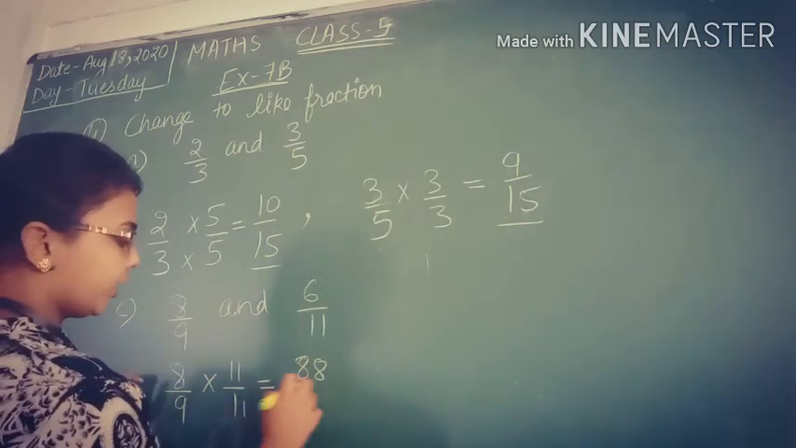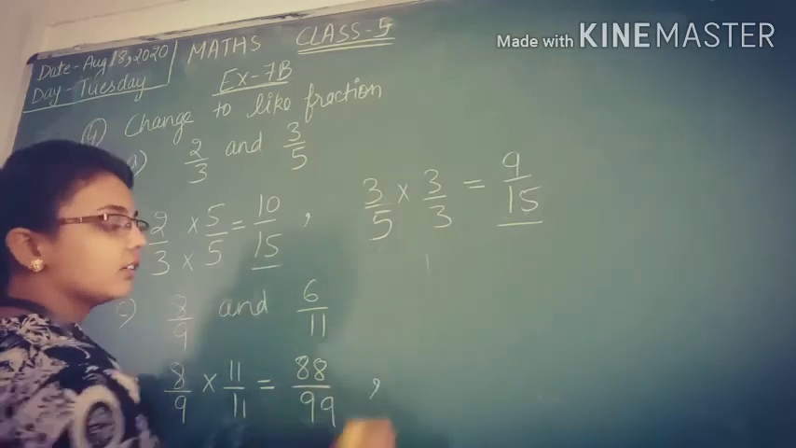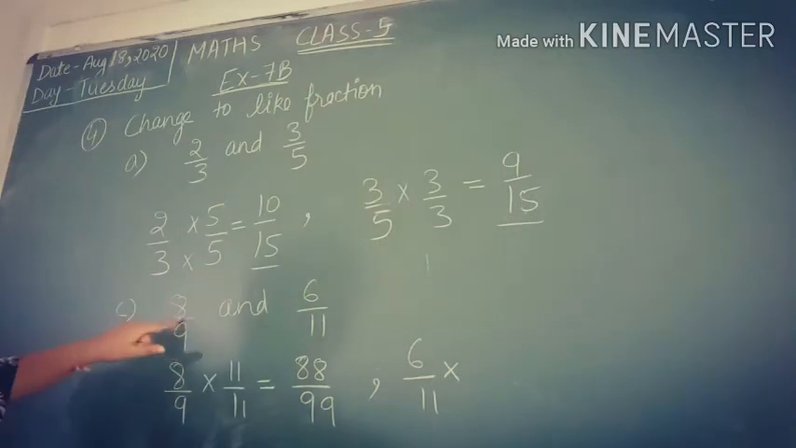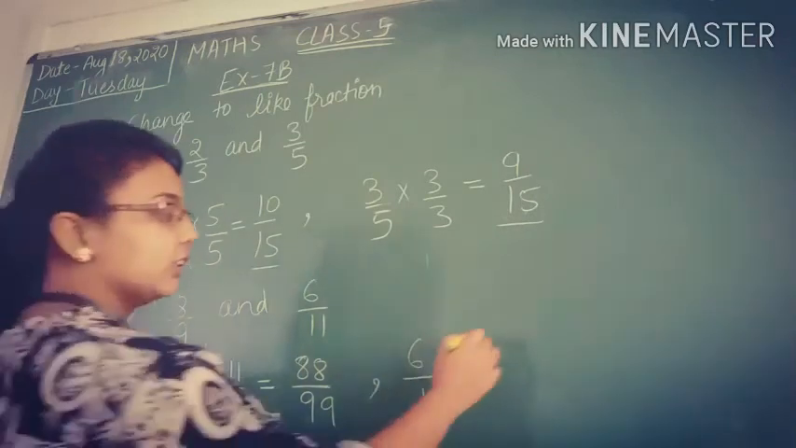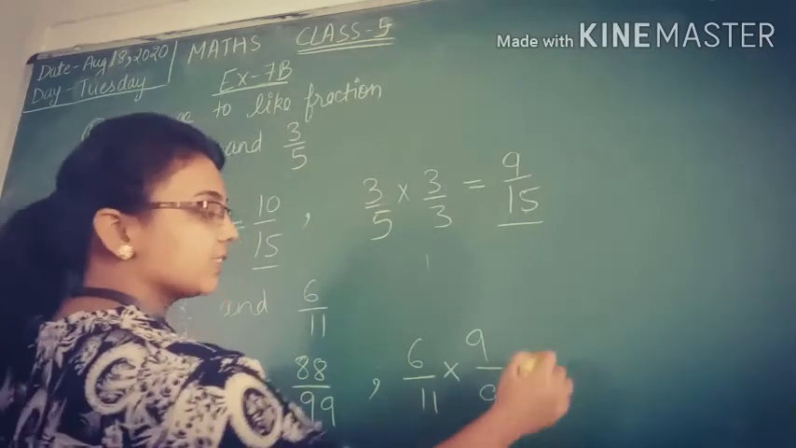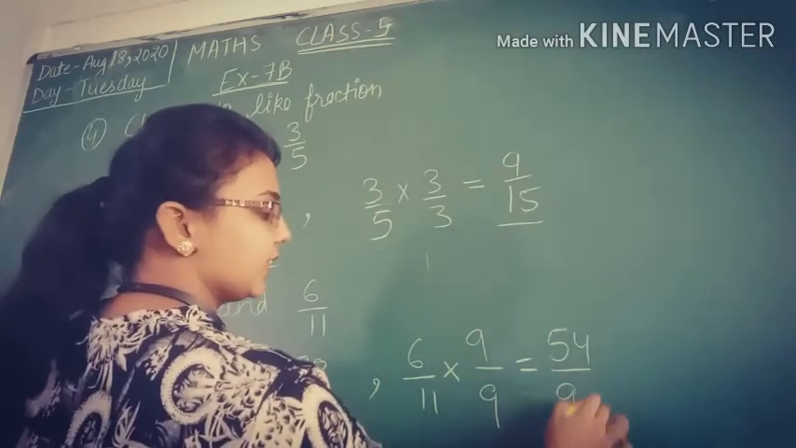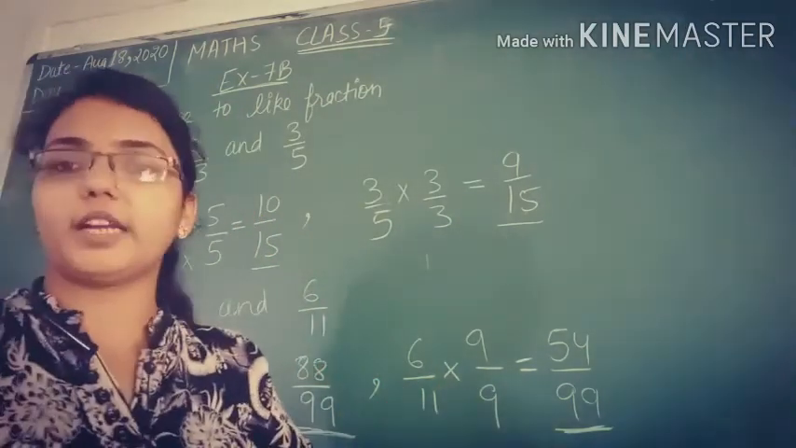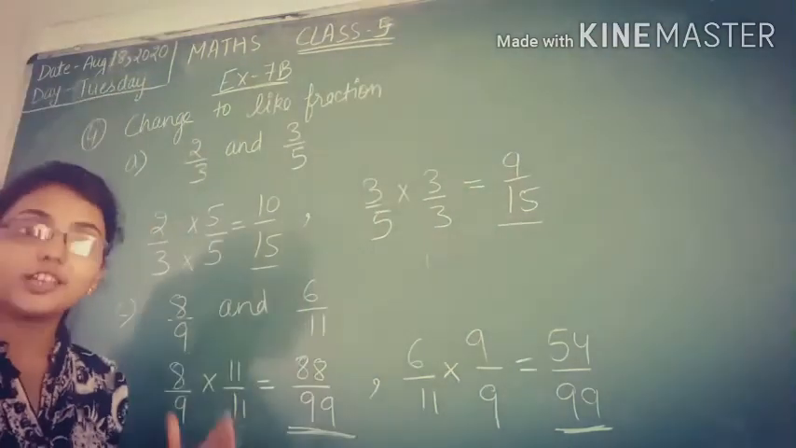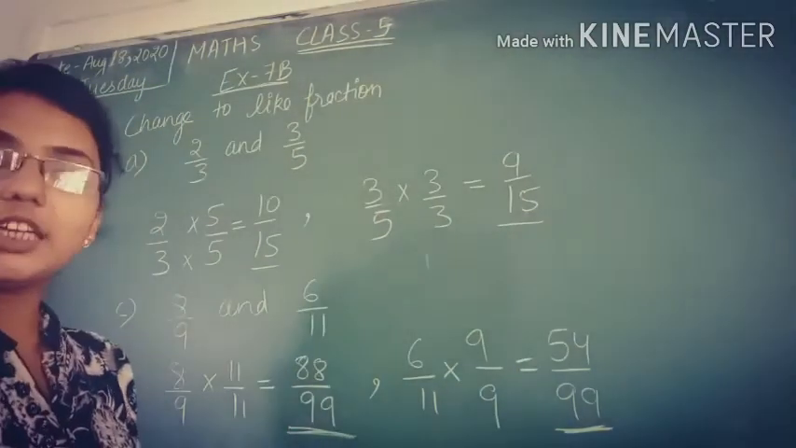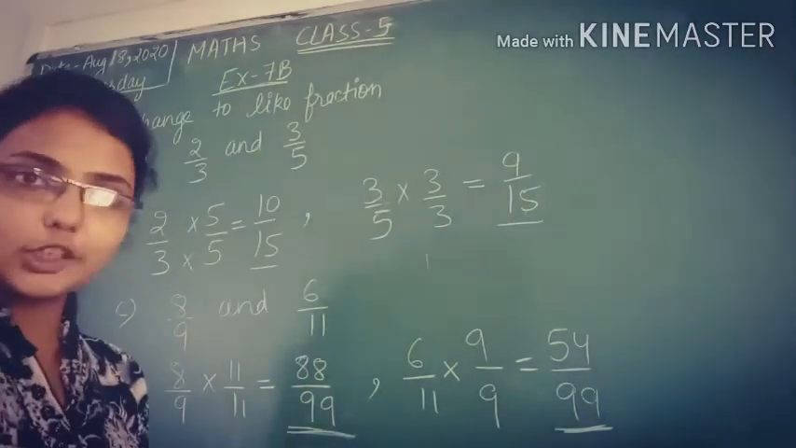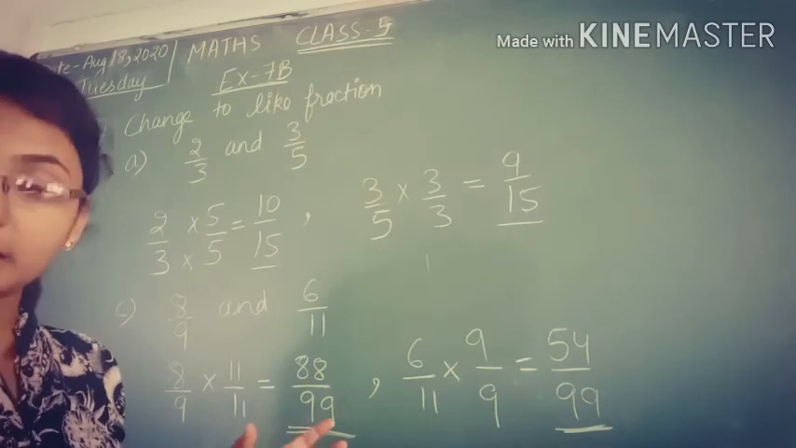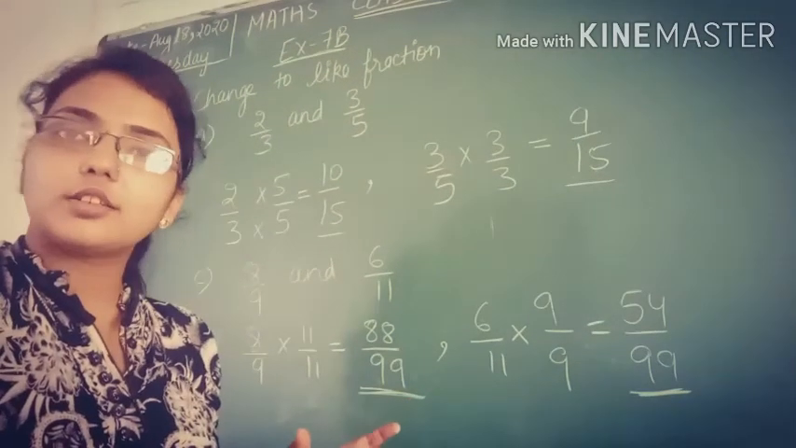So what you will get 88 by 99, and in the other number 6 by 11 you have to multiply this with the denominator of the first one, so that it is 9. So multiply it with 9. What you get? 9 6s are 54 and 11 9s are 99. So your required answers will be 88 by 99 and 54 by 99, and they both are having denominator 99, which is an equal and a like fraction. Is it clear to all of you? Okay, so in this manner only you all can do the questions of other parts of this particular question.